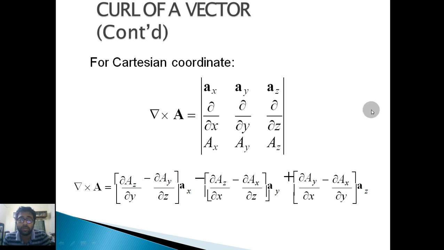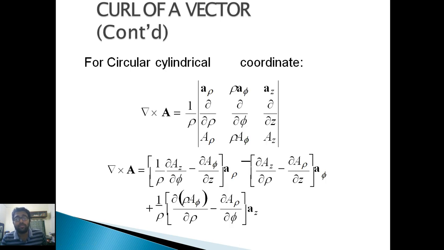Now, as it's a curl vector, in the Cartesian coordinate system it can be described as del cross A, where A suffix x is in del by del x, along the x-axis, along the y-axis, and along the z-axis. We have already described how we use matrix multiplication in the case of a cross product. So del cross A can be represented using the matrix form for the Cartesian coordinate system, and for the circular cylindrical coordinate system we use the same format, but with a few differences.